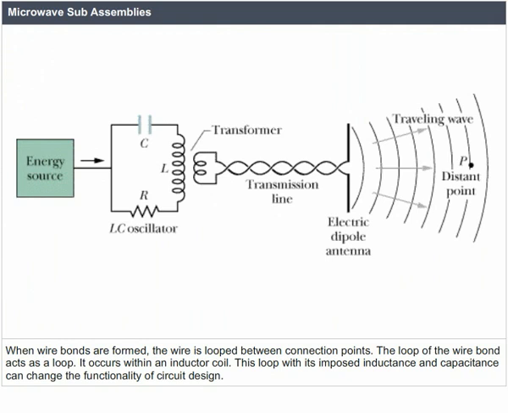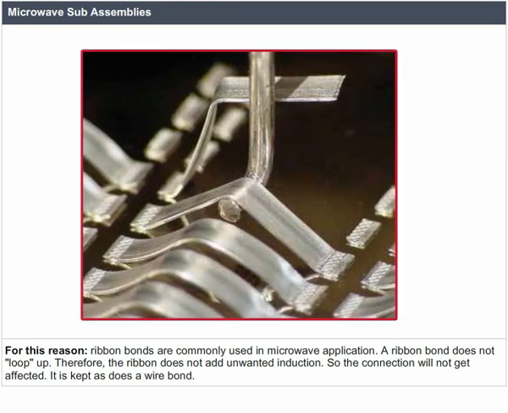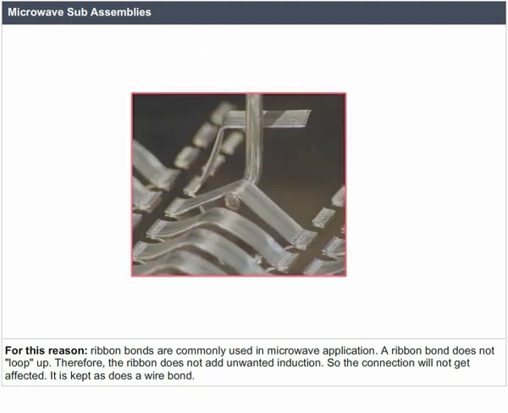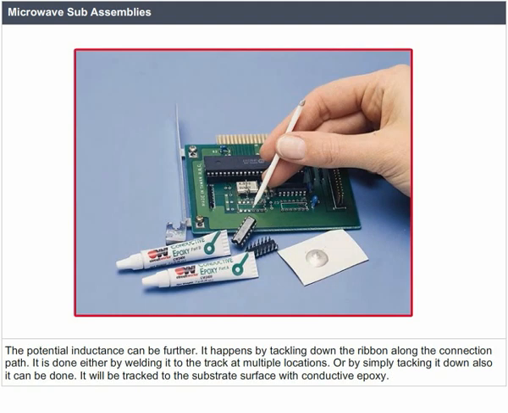For this reason, ribbon bonds are commonly used in microwave applications. A ribbon bond does not loop up. Therefore, the ribbon does not add unwanted inductance, so the connection will not be affected as it is with a wire bond. The potential inductance can be reduced further by tacking down the ribbon along the connection path. This is done either by welding it to the track at multiple locations, or by tacking it to the substrate surface with conductive epoxy.